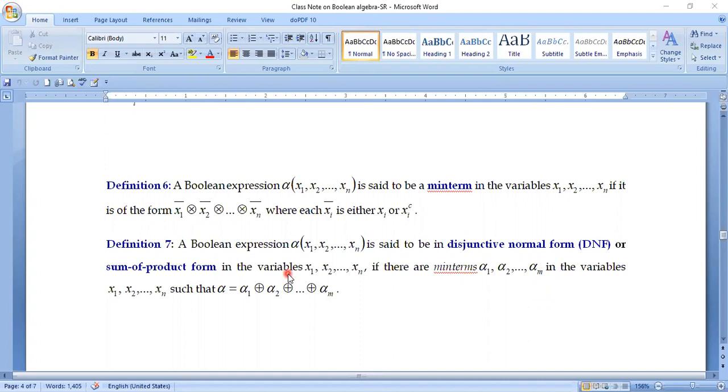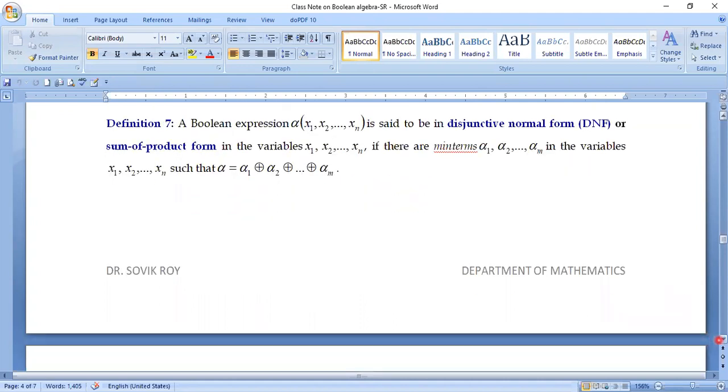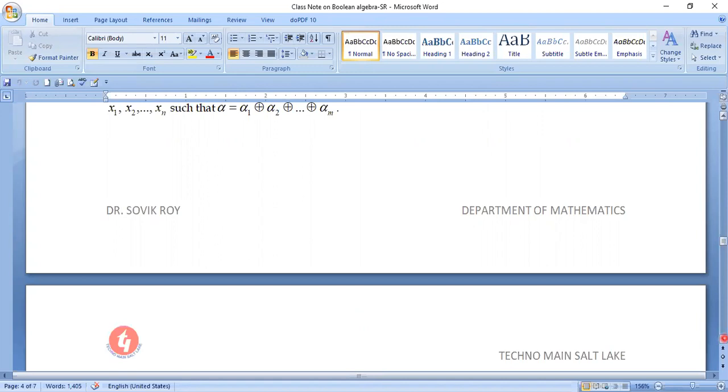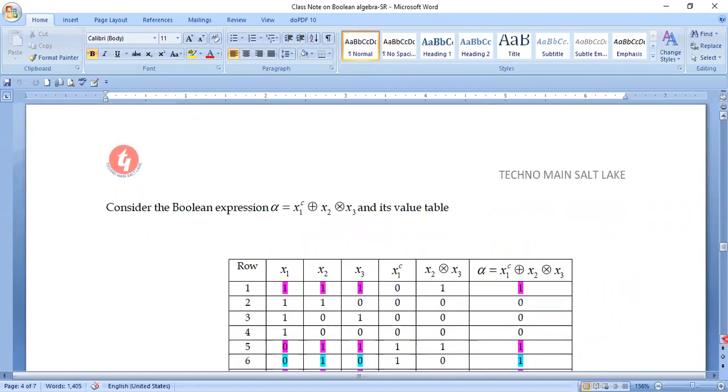This definition, once again, we can go through later, after explaining the problem which follows right here at this moment. Once we discuss the problem, we can come back to the definition to understand whether the problem that I'm going to do is telling what the definition states. But we have not understood a single thing about these min terms and this DNF form.